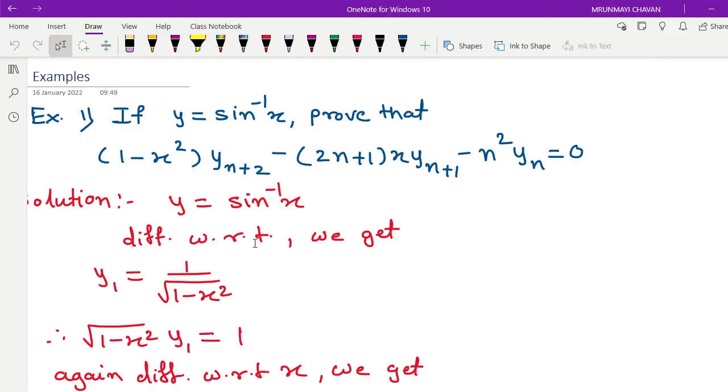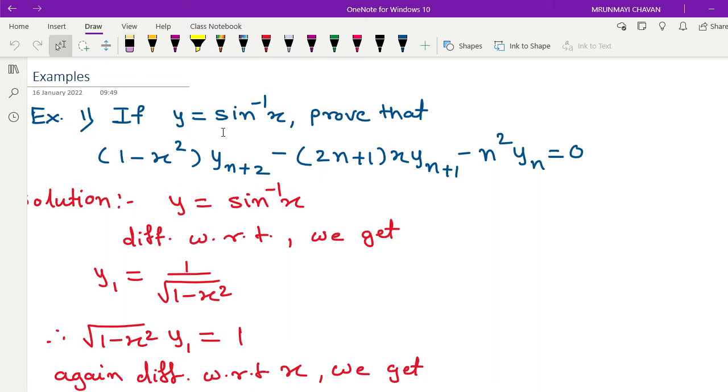Last lecture we have seen the proof of Leibniz theorem. Now in this lecture we see examples on Leibniz theorem. So let us see the first example.